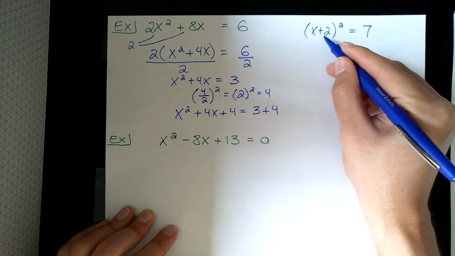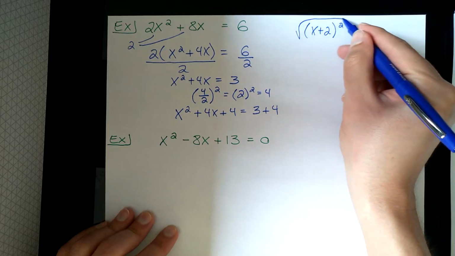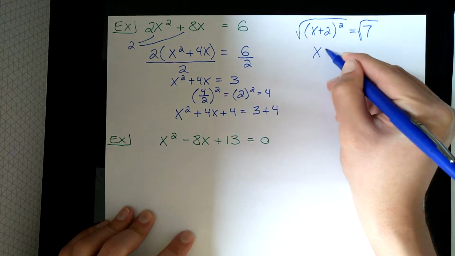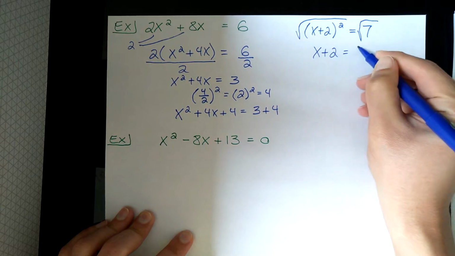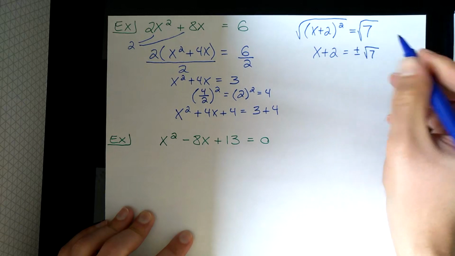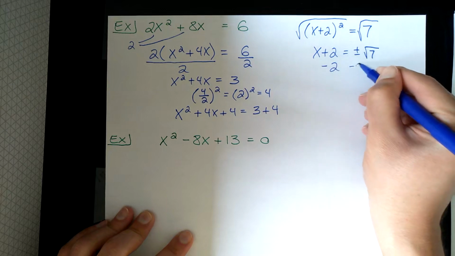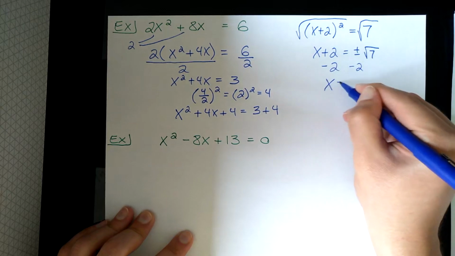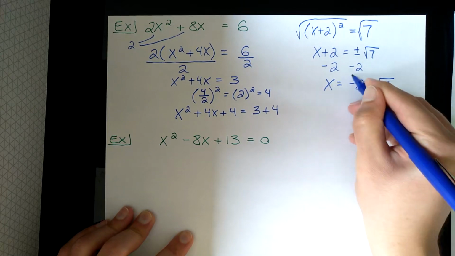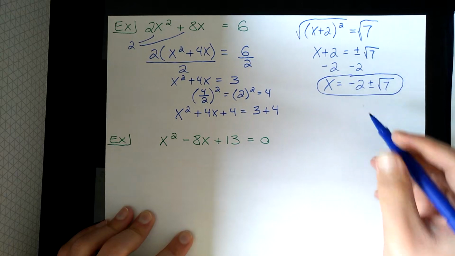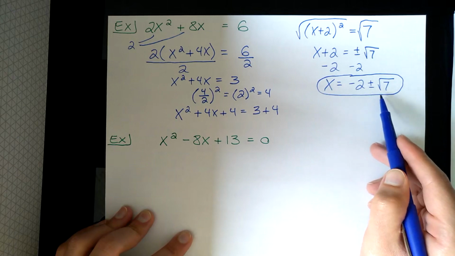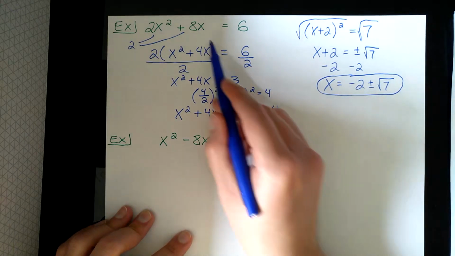From here, to solve for x, we can use the square root property. On each side, we will apply the square root function, which gives us x plus 2 equals plus or minus the square root of 7. And finally, we will subtract 2 from each side to get x equals negative 2 plus or minus the square root of 7. Negative 2 plus the square root of 7 and negative 2 minus the square root of 7 are the two solutions to this original problem.